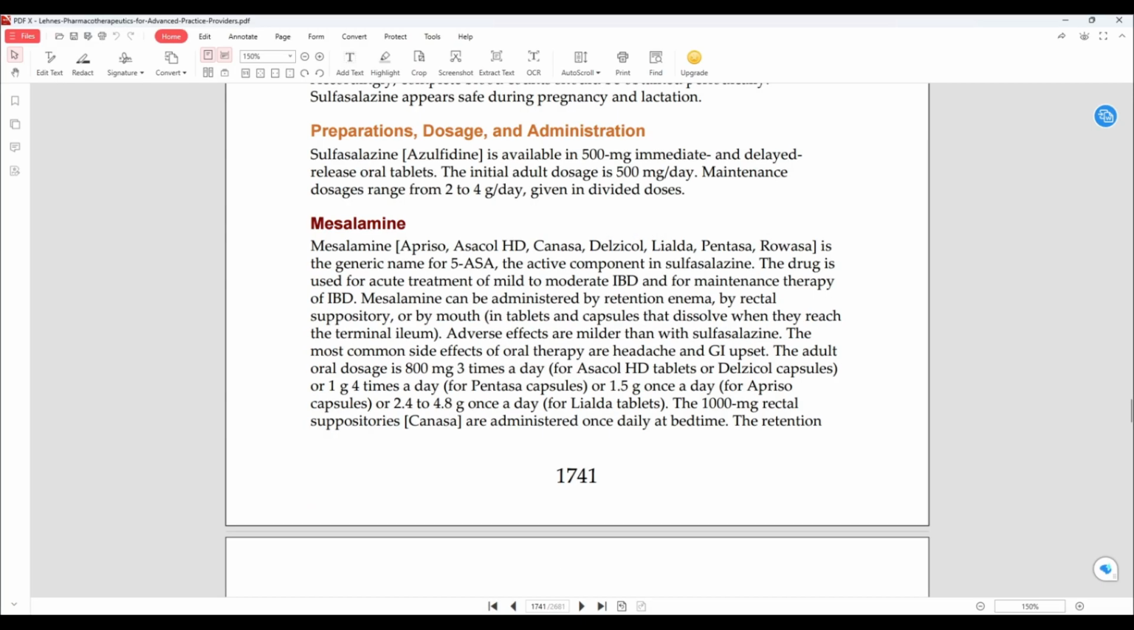So, its preparation, dosage, and administration. Sulfasalazine is available in 500 mg immediate and delayed release oral tablets. The initial adult dosage is 500 mg per day. The maintenance dosage ranges from 2 to 4 grams per day, given in divided doses.